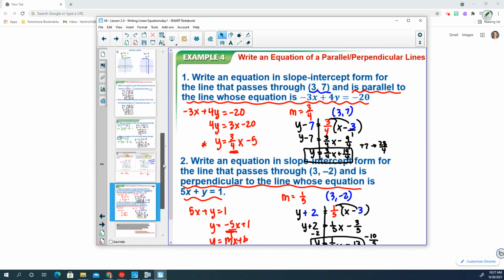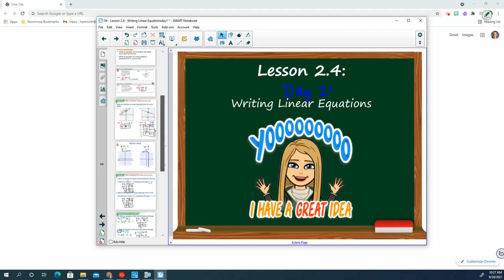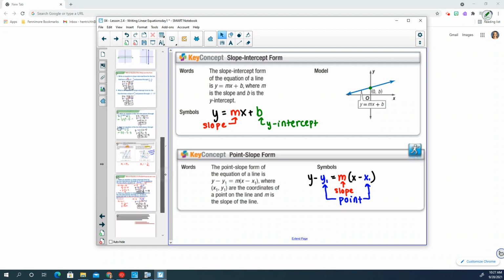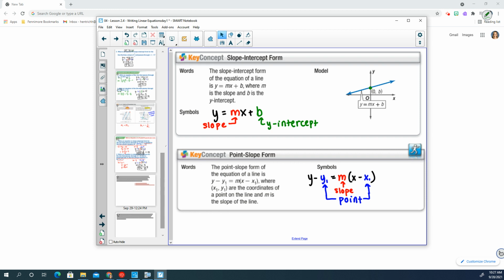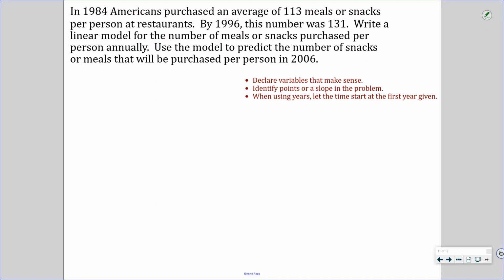Okay, this is lesson 2.4, day 2. Writing linear equations. We got through all of this good stuff yesterday, talking about slope-intercept form, point-slope form, practice writing equations when given a graph or just when given information such as the slope and a random point, or maybe we had to calculate the slope ourselves. And then we also tied in parallel and perpendicular lines and how we can write equations based off that information. Okay, so all we have left for the day 2 notes are the word problems, everybody's favorites.